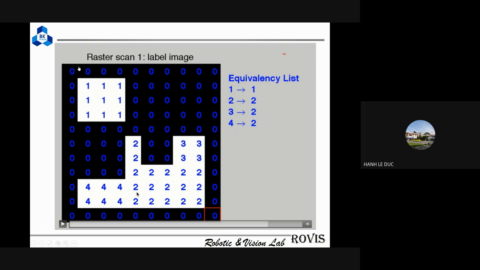So at the first scan, we will have four blobs. Okay, the scan will finish when you scan many times and the number of blobs does not change anymore. So that means you have to scan many times. Okay, so the second scan.